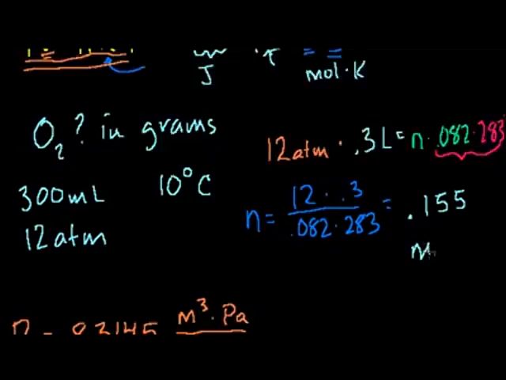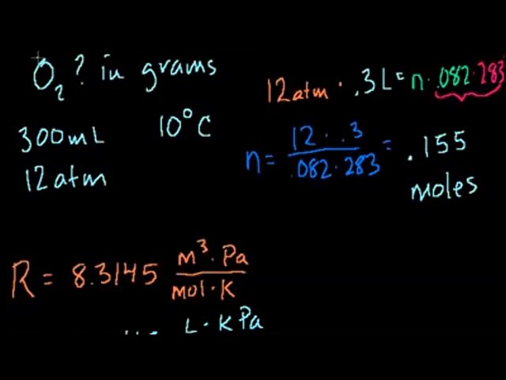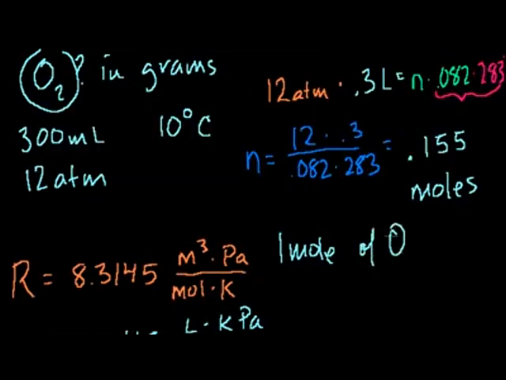Now, how many grams are in 1 mole of oxygen, of an oxygen molecule? So 1 mole of O2. Well, we know oxygen's atomic mass, it's 16. 1 molecule of gaseous oxygen has 2 atoms in it. So it has an atomic mass of 32 atomic mass units. So its molar mass, its mass per mole, is going to be 32 grams.